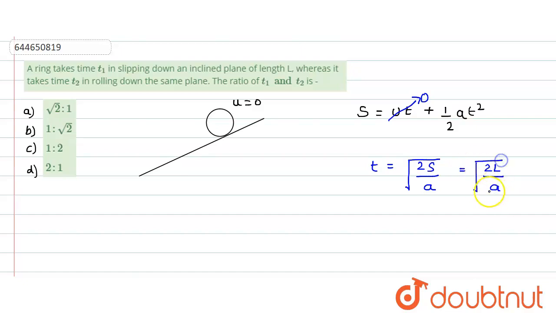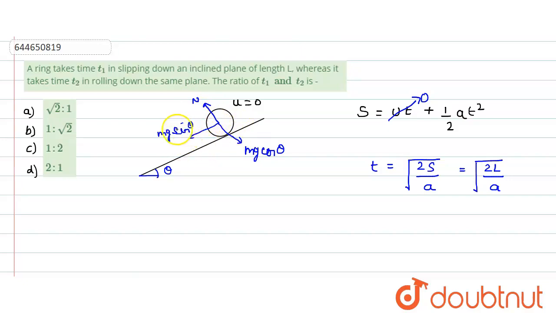So we just need to put the value of the acceleration in the two cases. While it is slipping, what is the component of the force which is trying to accelerate it? It would be the component of the weight. Weight acts downward, but we can resolve it into two components. If this angle is theta, here it is mg cos theta, and here it is mg sine theta. There would be a normal force, but we need not consider it because there is no motion in this direction; it is just slipping.